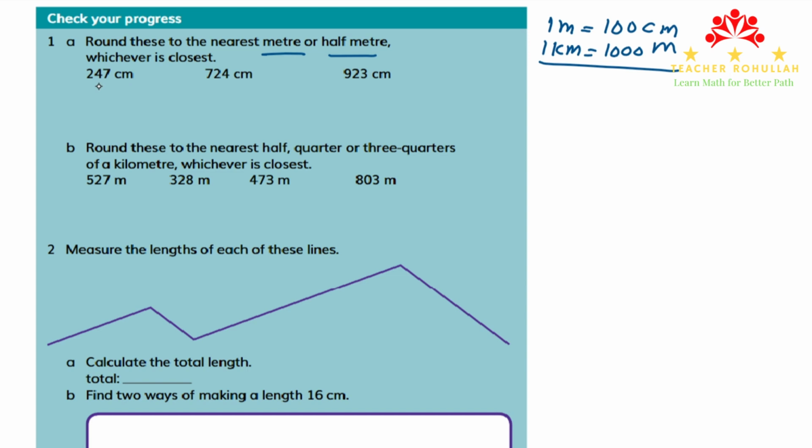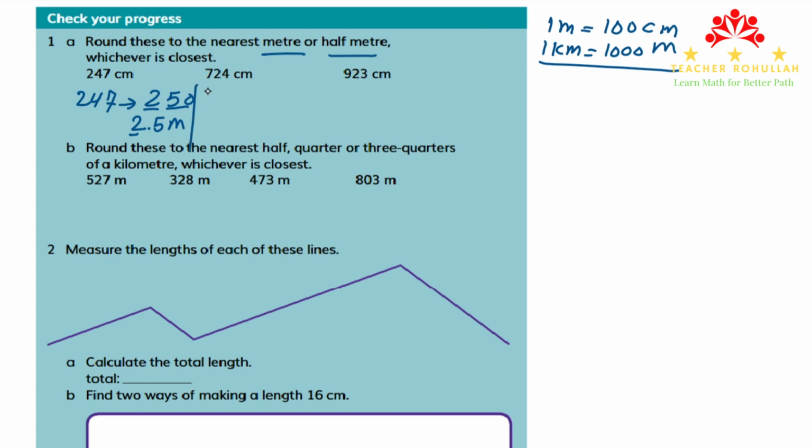The first length is 247 centimeter. If we round this to the nearest 10, so 247 rounds to 250, which is 2.5 meter. 200 centimeter is 2 meter and 50 centimeter is 0.5 meter. So the length we get is 2.5 meter.